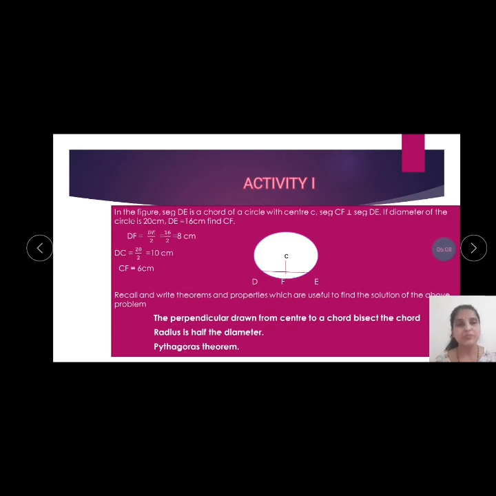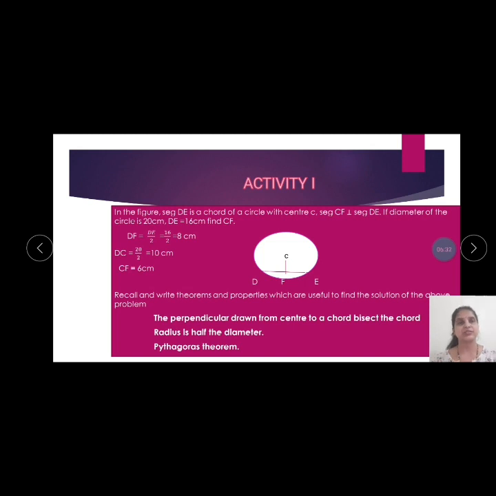Now here we have to specify the properties and the theorems. Very first thing, perpendicular drawn from the center to the chord, what does it do? It bisects the chord. Second thing, radius is half of the diameter. Third thing, which theorem have we used to solve it? That is Pythagoras theorem. I hope I am clear.